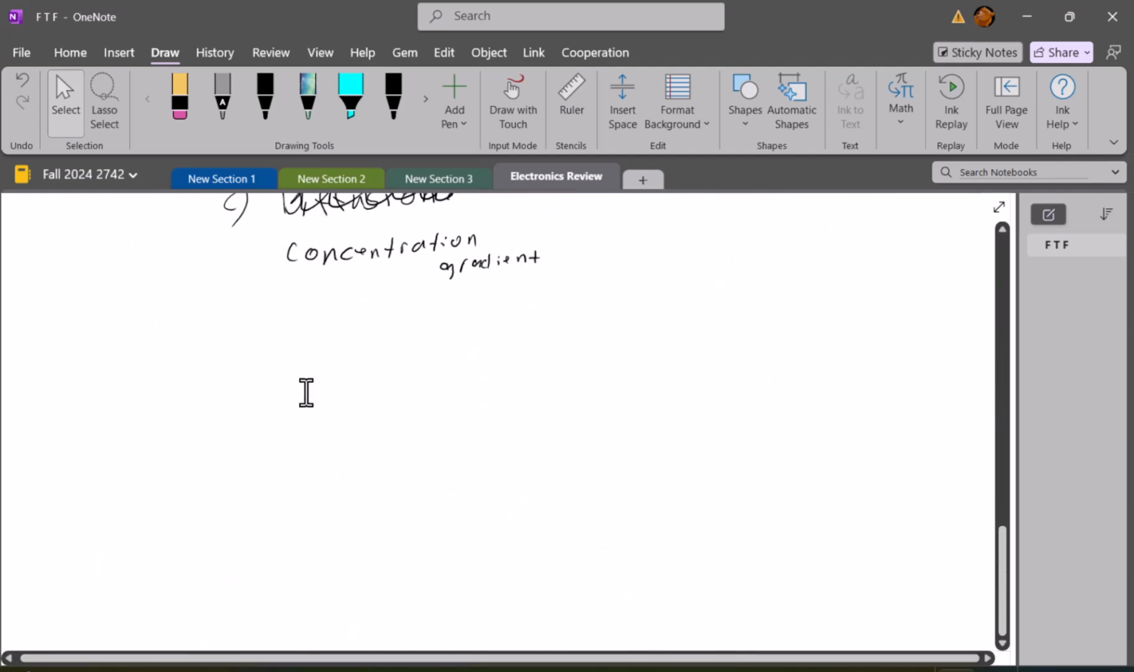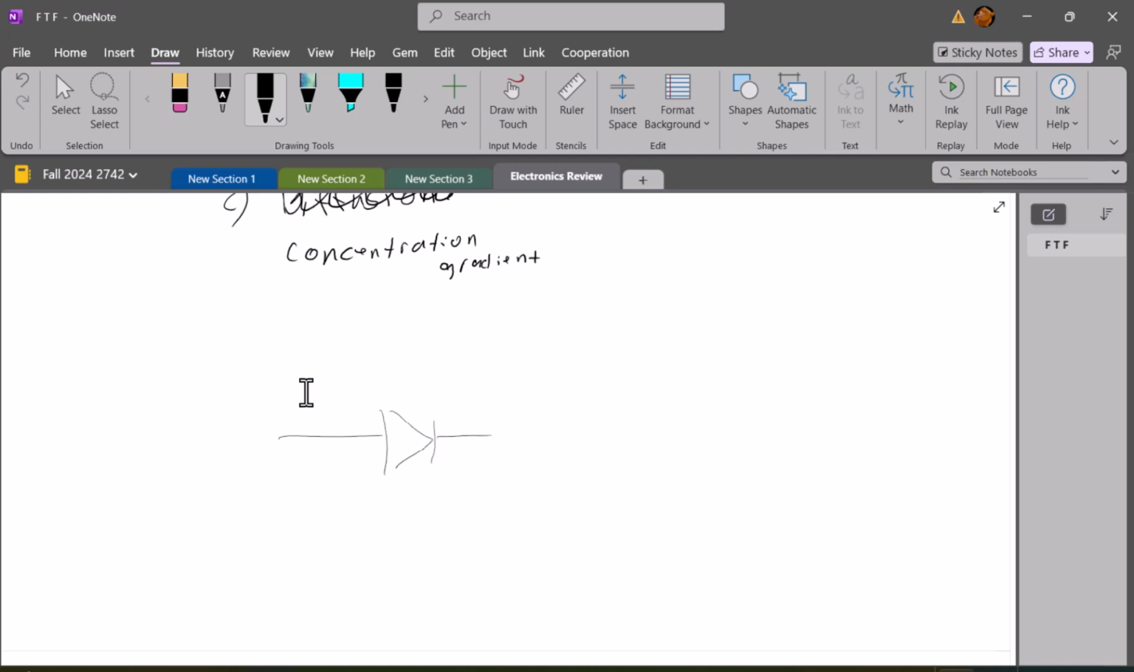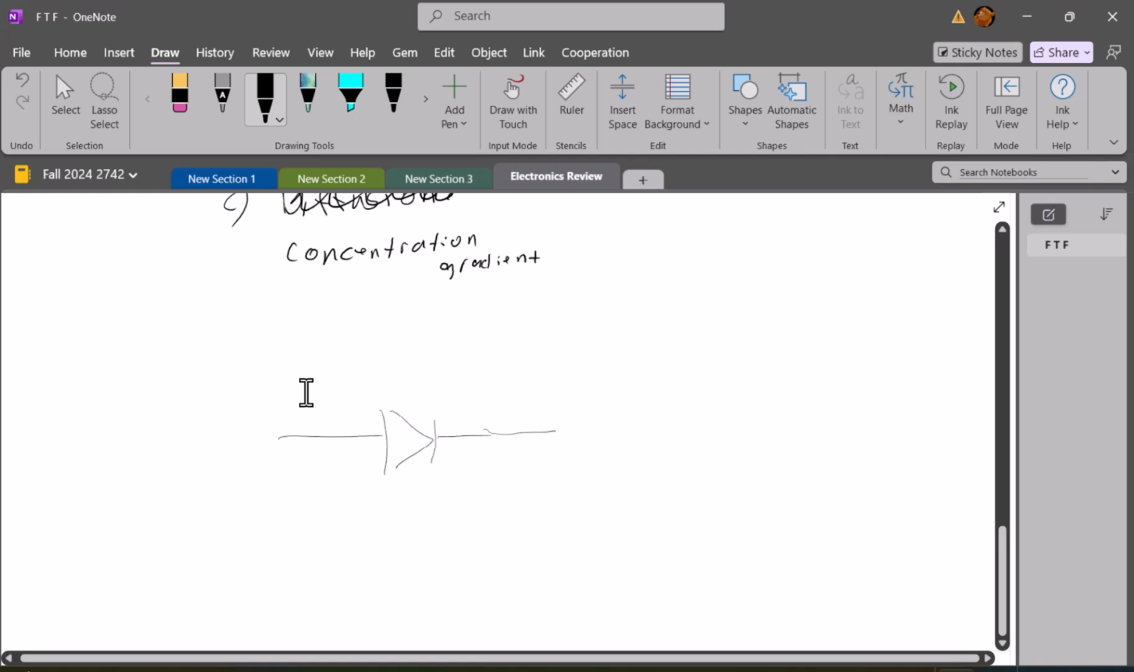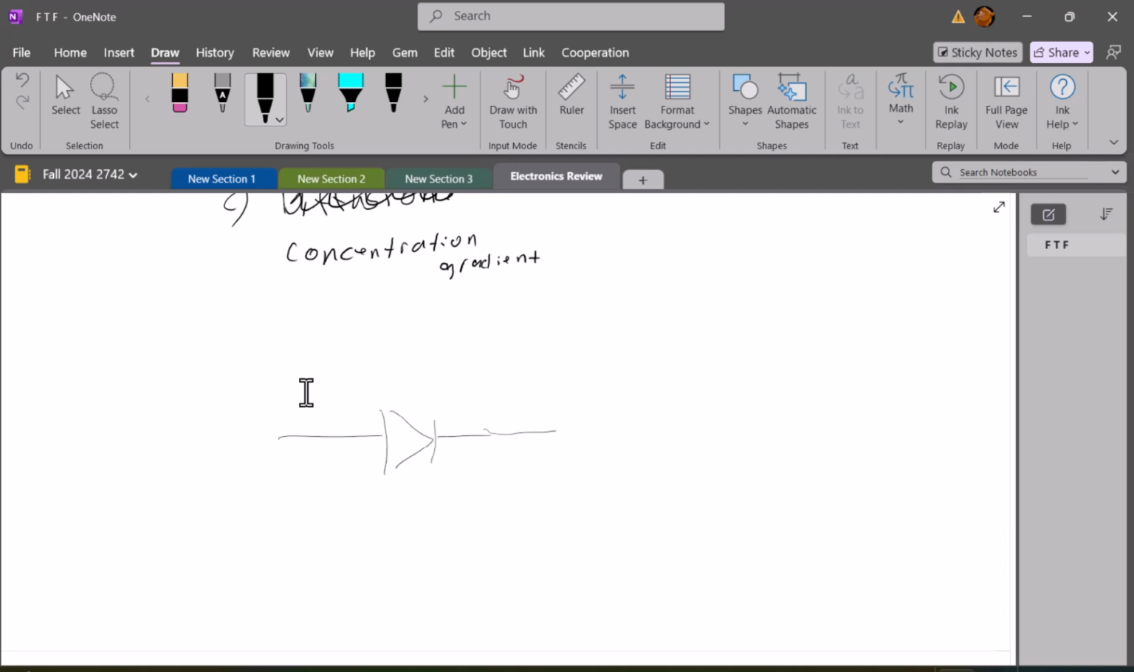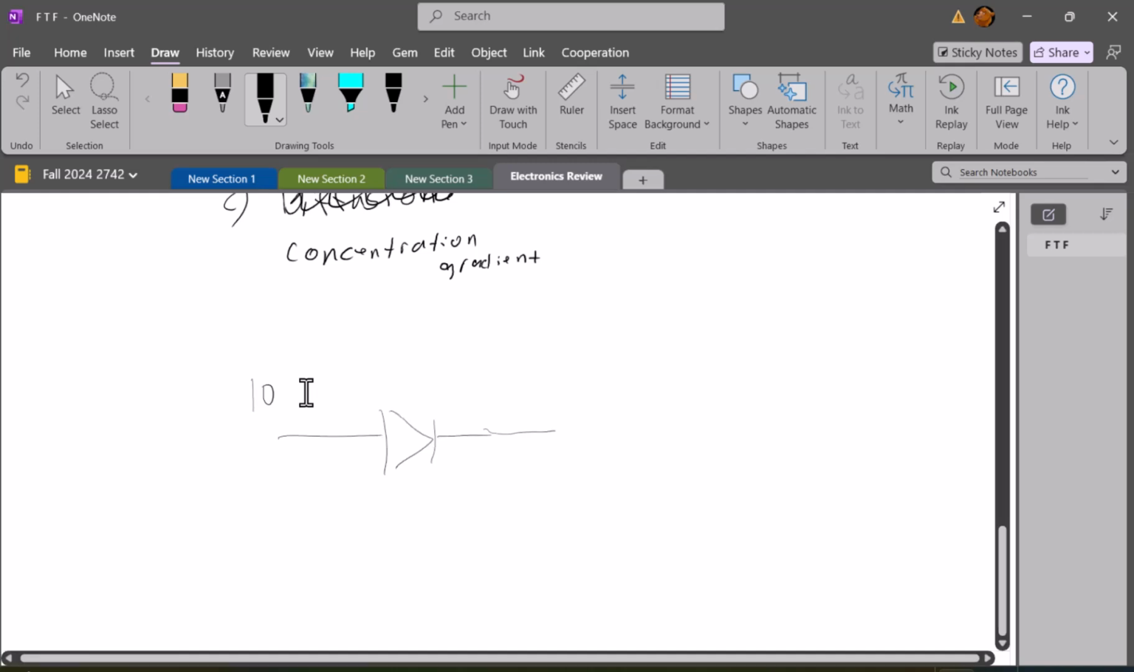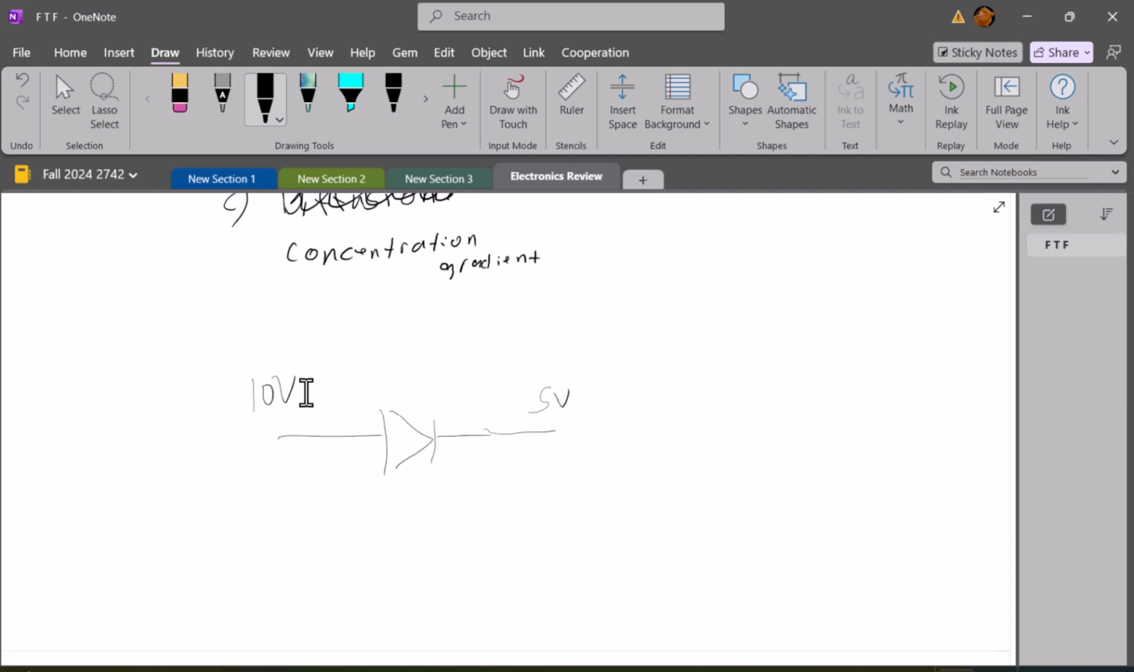Okay, so what is the whole point of a diode? To protect the circuit. It can be. The current can only flow one way. So if this is my diode and I have a higher voltage on this side than on this side, then the current can flow.